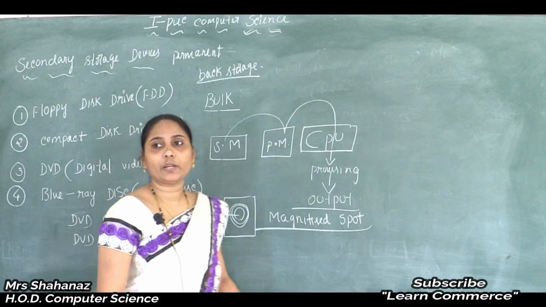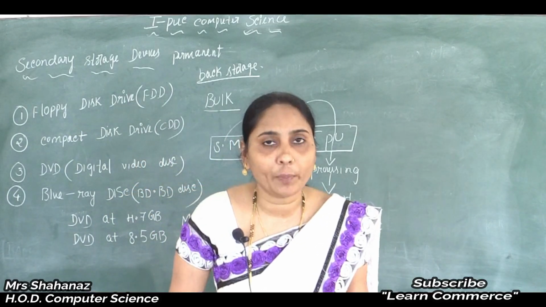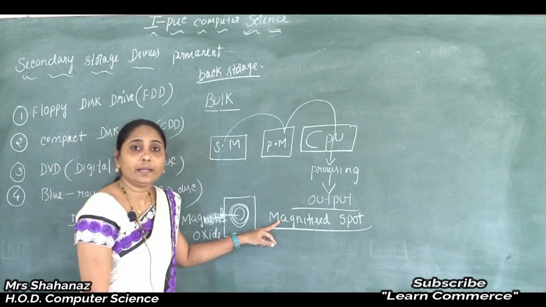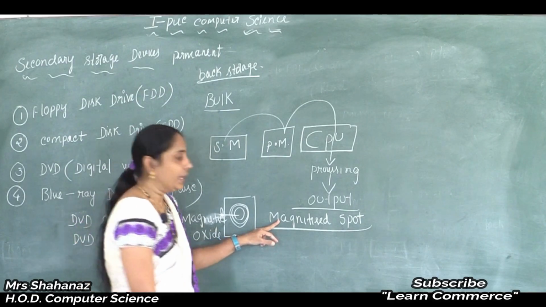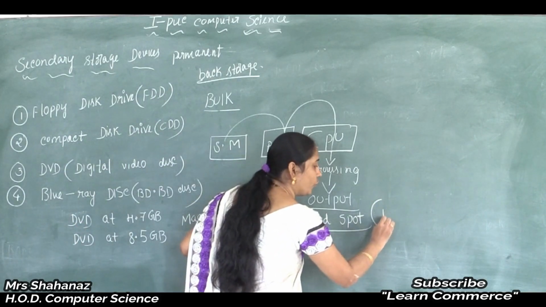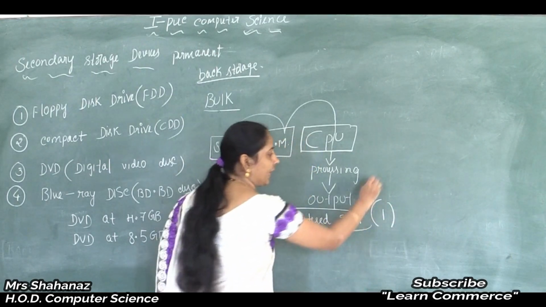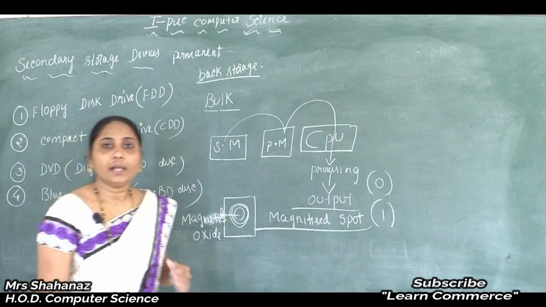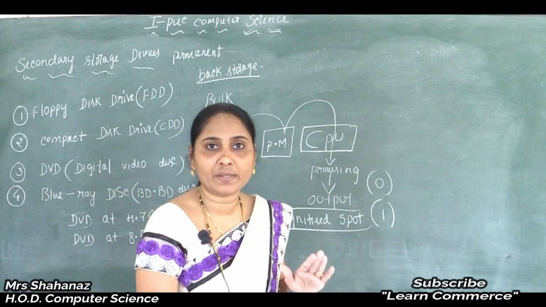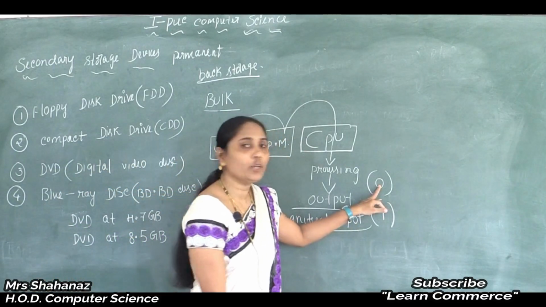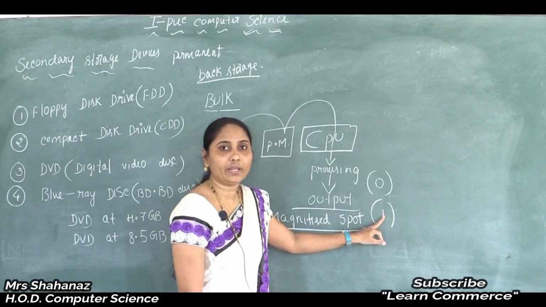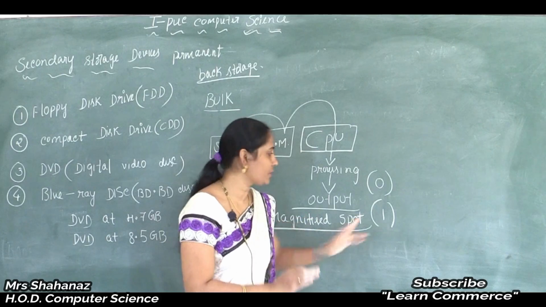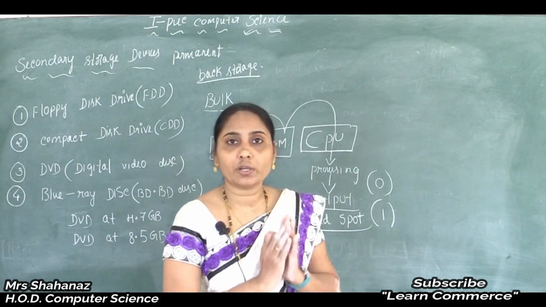Okay, the data going to enter into the floppy disk in terms of the magnetized spot here, and the magnetized spot indicates the binary value 1 and non-magnetized indicates the binary value 0. Maybe the floppy disk is full, that means it's going to display the value 0. Maybe if any space is there, at that time it's going to display the value 1. So clear this point here.